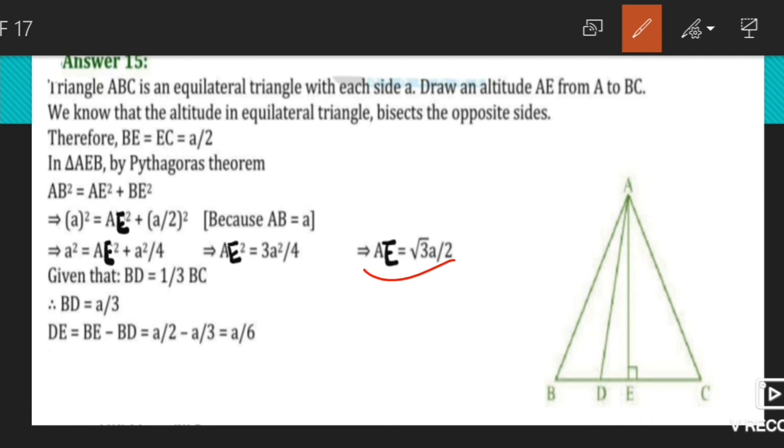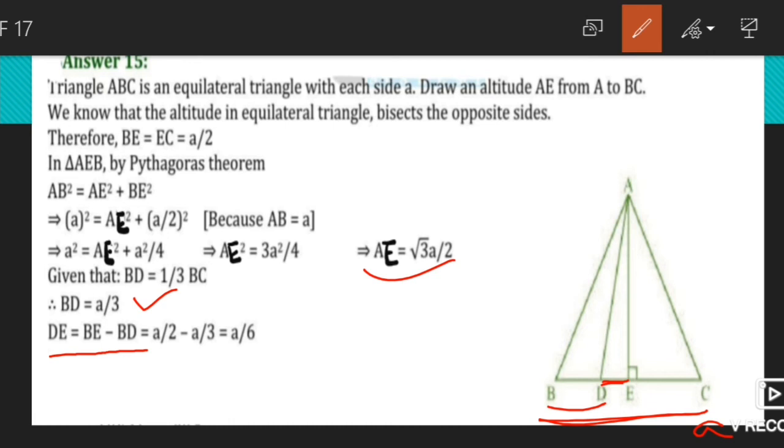Now also given that BD is equal to 1/3 of BC. That means if the whole BC is A unit, this BD will be A by 3 unit. Now what will be the DE length? DE can be written as BE minus BD.